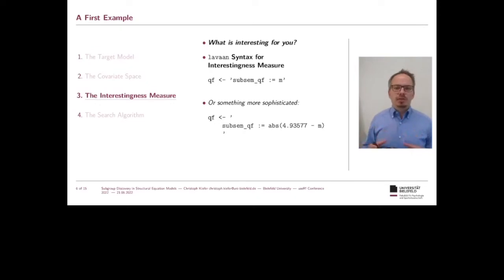We could also get more sophisticated and search for the largest absolute deviation from the overall sample mean, which happens to be about 4.9 in this case. So here our interestingness measure would be defined with this code below.